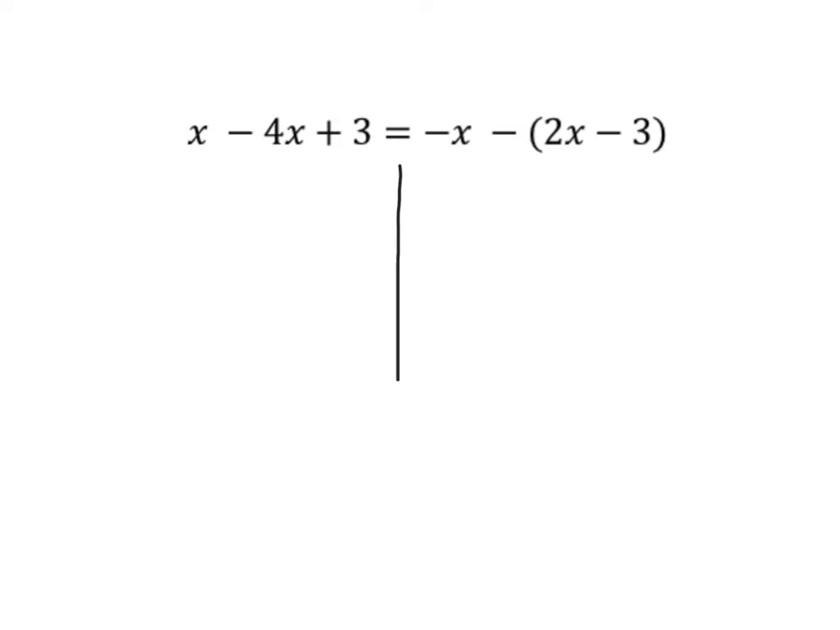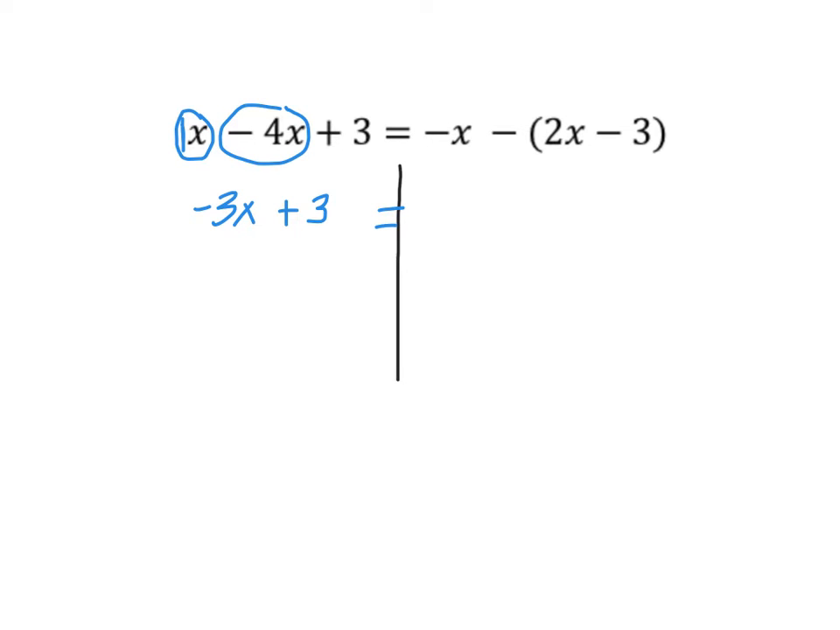On my left side, I see that I can combine like terms. I have a positive 1x. Remember, if it's just x, there's an invisible 1 in front of it, and a negative 4. So 1 minus 4 is going to give me a negative 3x. They're different signs, so I subtract and I have more negatives. I'm going to bring down my plus 3 because I have no other constants to combine it with.